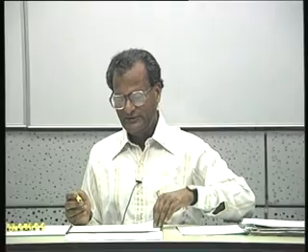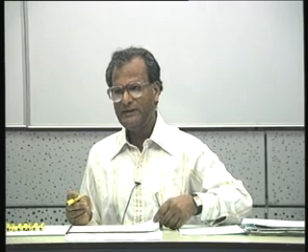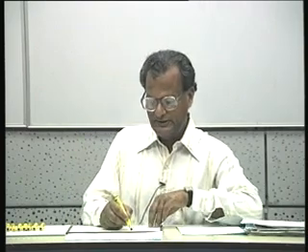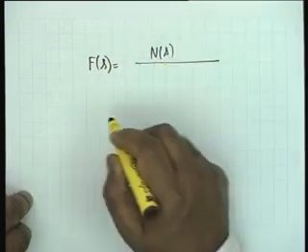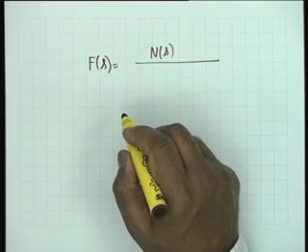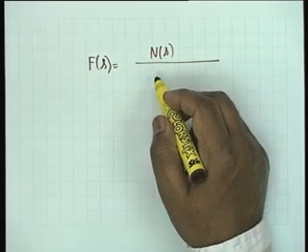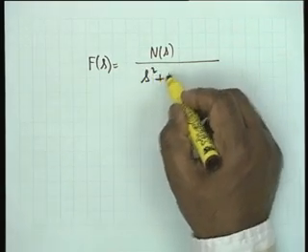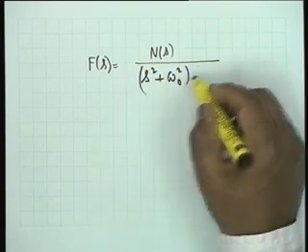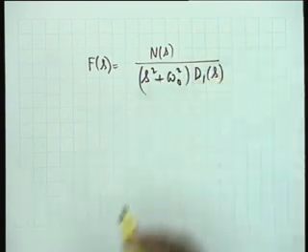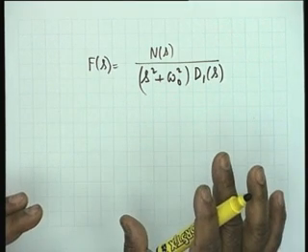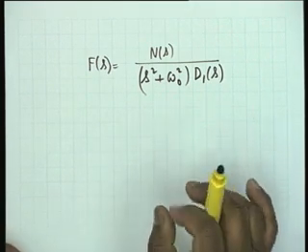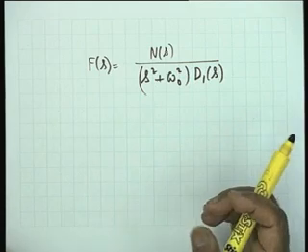All right. Now in our case we said if there is a pole on the j omega axis, to be specific, let us say that our f of s is n of s divided by, let us consider a pair of poles on the j omega axis at plus minus j omega naught. That is, we have a factor s squared plus omega naught squared multiplied by d1 of s. Alright. Is the point clear?